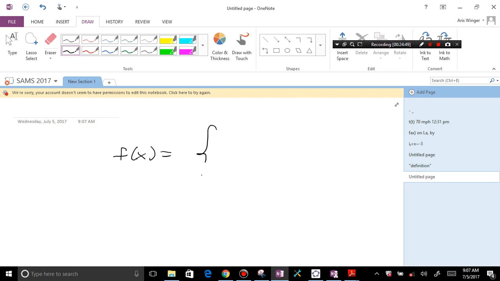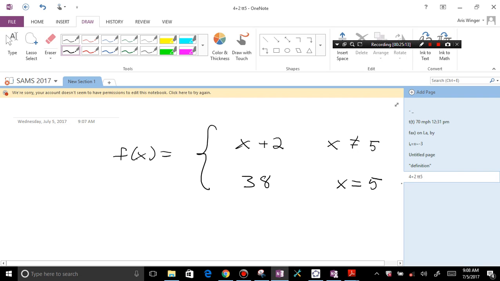And so, of course, the mathematician would say, here's f of x. f of x is x plus 2 if x is not 5, and it's 38 if x is 5. That's what I want f to be. I just defined that. That's my function. I called it f. Let's look at some values. What's f of 3?